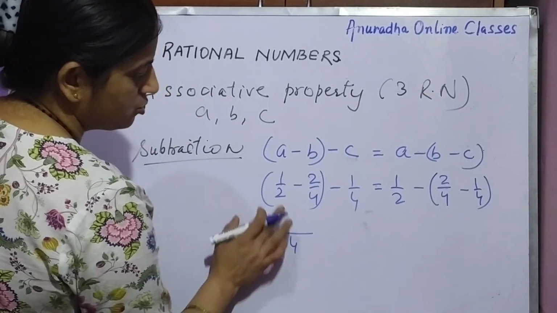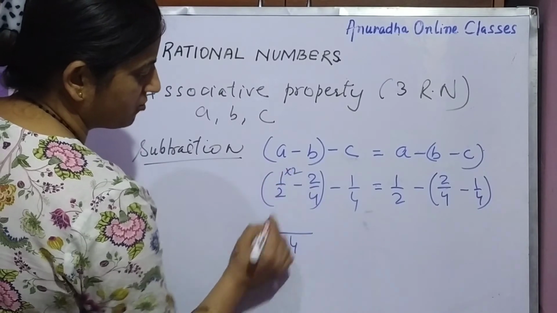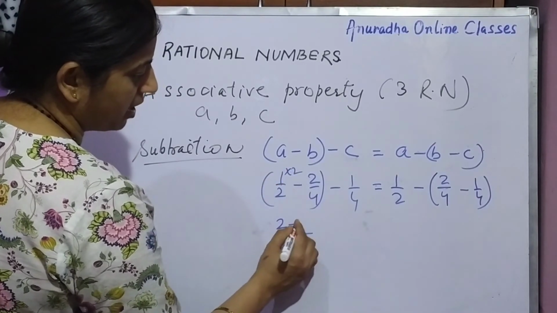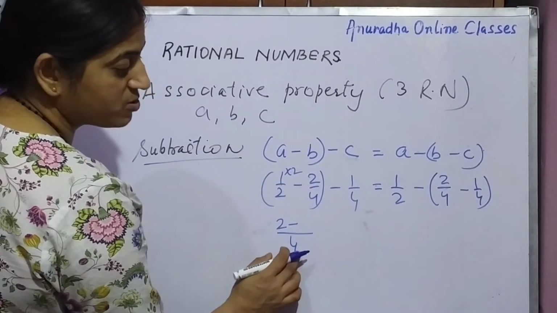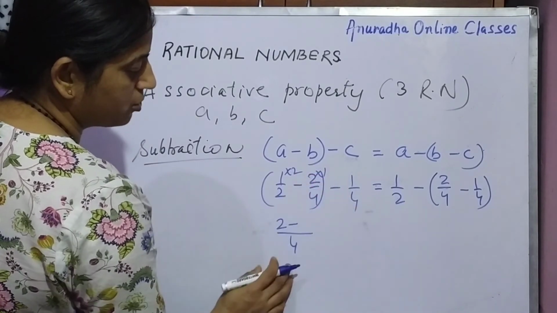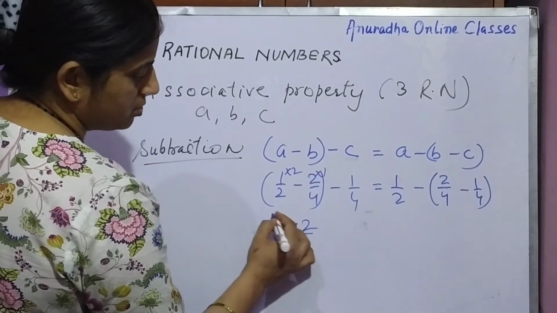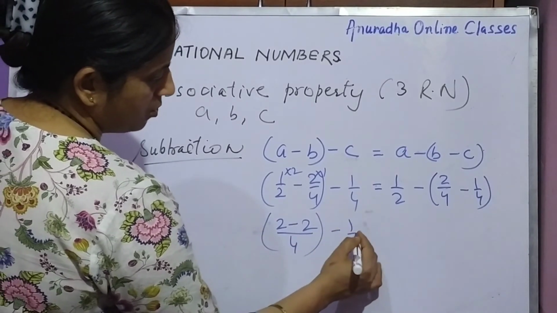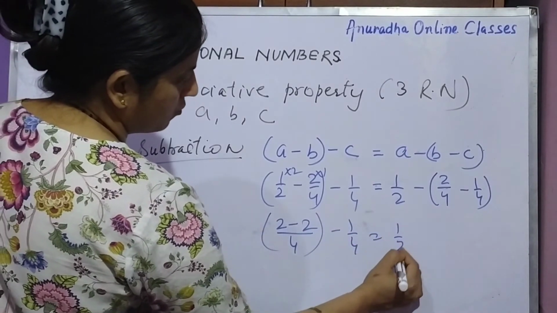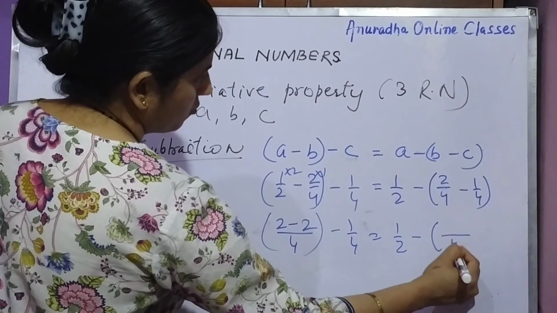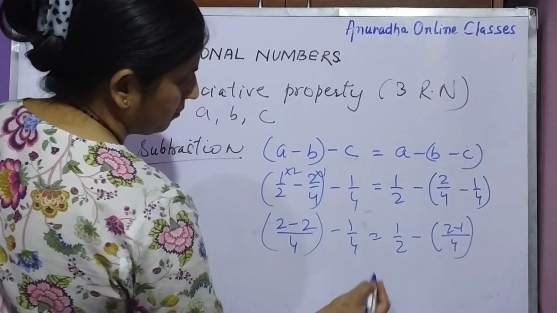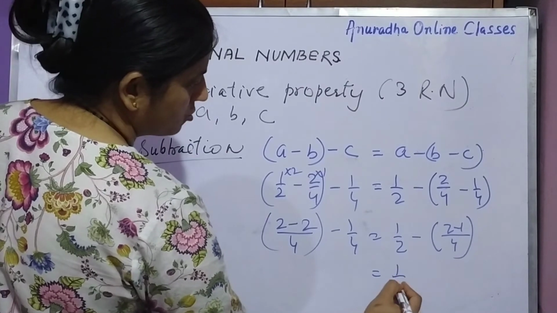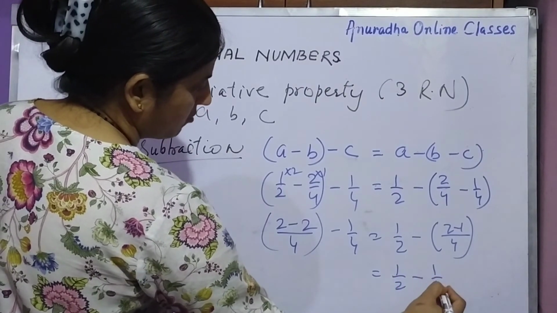4 आया. 2 कितने से 4 होता है? 2 2s are 4. This is 2. Then minus 4. How many times? 1 time. 4 1s are 4. Then 2 1s are 2. So here you will get 2 minus 2, 1 upon 4. That is equal to 1 upon 2 minus 4, 2 minus 1. This is equal to 1 by 2 minus 1 by 4.